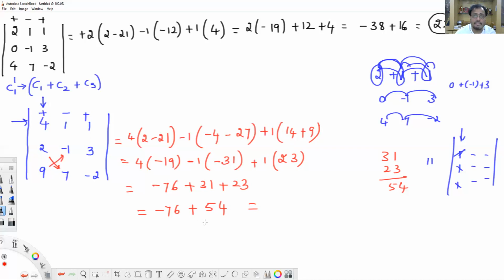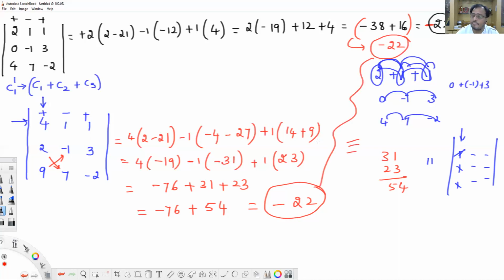So minus 76 plus 54, here the answer is minus 22. You get it, no? The answer is minus 22. I told you, what is the answer? Minus 22. See, is there any change in the value?